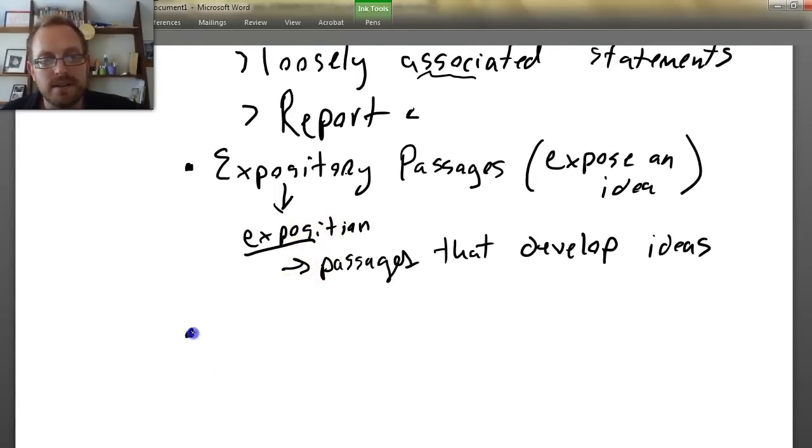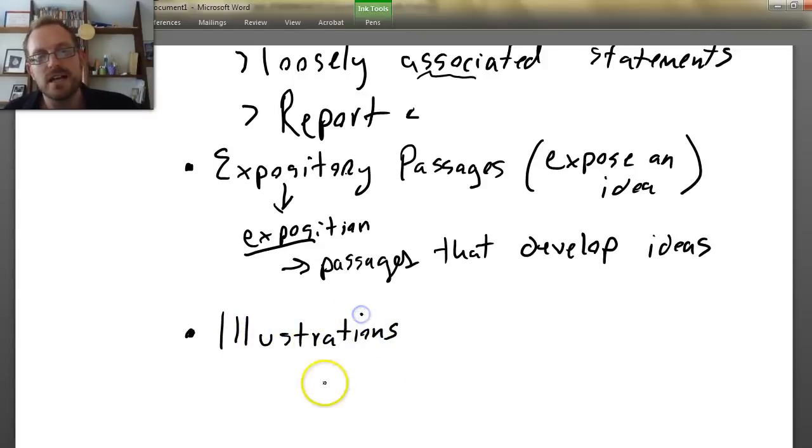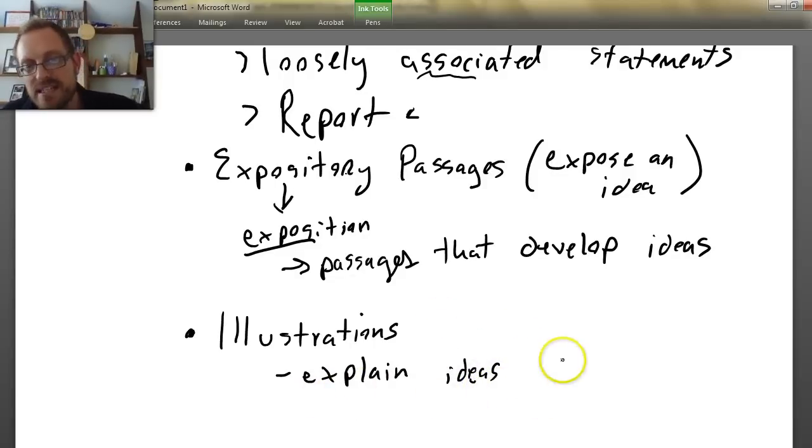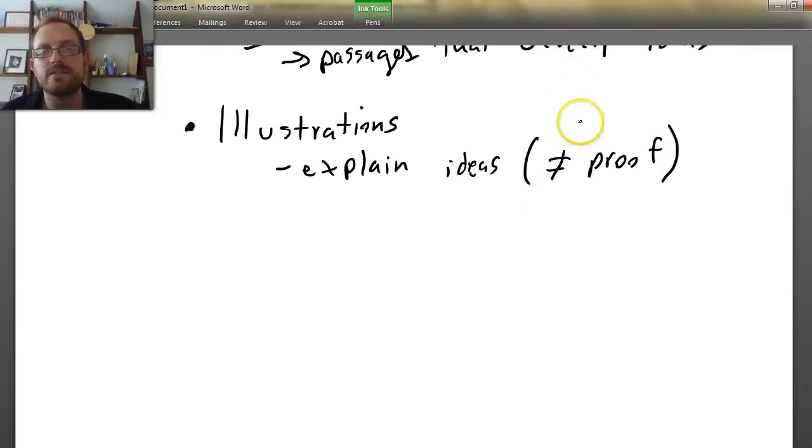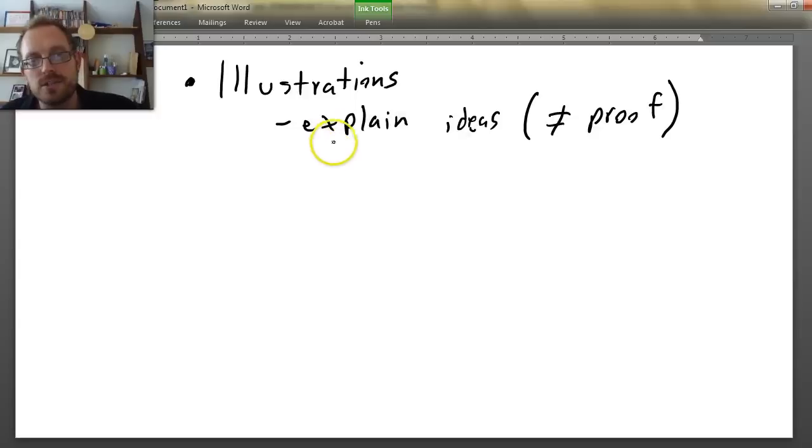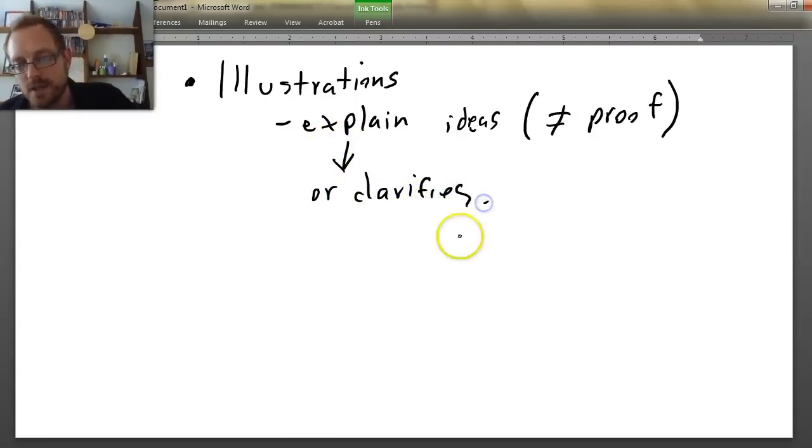Now, another category of non-arguments is what we call illustrations. What is an illustration meant to do? An illustration is meant to explain. Illustrations help to explain ideas, but they don't prove ideas. There's no proof in an illustration. The illustration just clarifies a specific idea. Maybe that's what you say: it explains or clarifies an idea, okay?